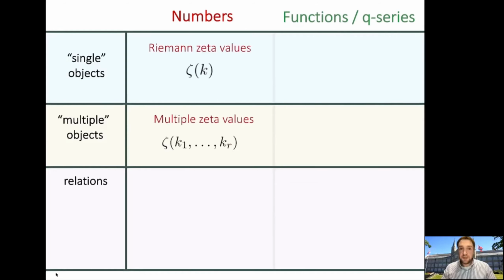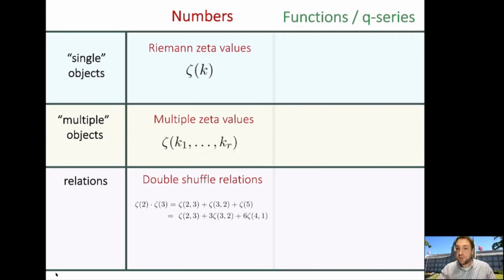So what are the entries of the first column? The single objects, the numbers we are interested in, are Riemann zeta values. And the multiple versions, which maybe already appeared in some talks before in this seminar, are multiple zeta values. Maybe some of you also saw that these numbers satisfy certain relations, which are called double shuffle relations. I will explain this in detail later, but the main point is that, for example, the product of 2 Riemann zeta values can be written in terms of these multiple zeta values in 2 different ways.